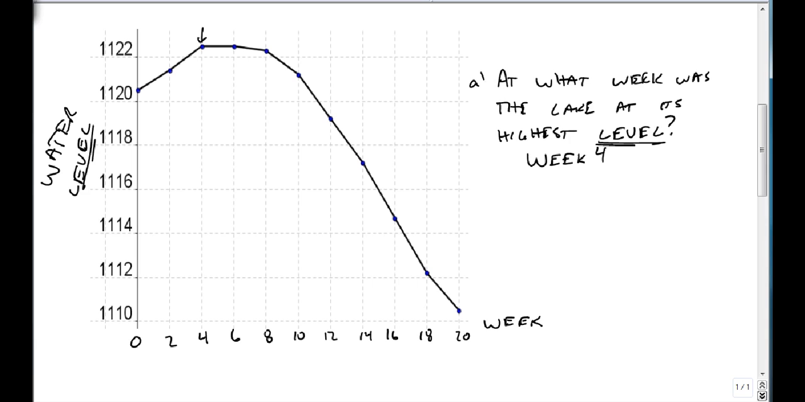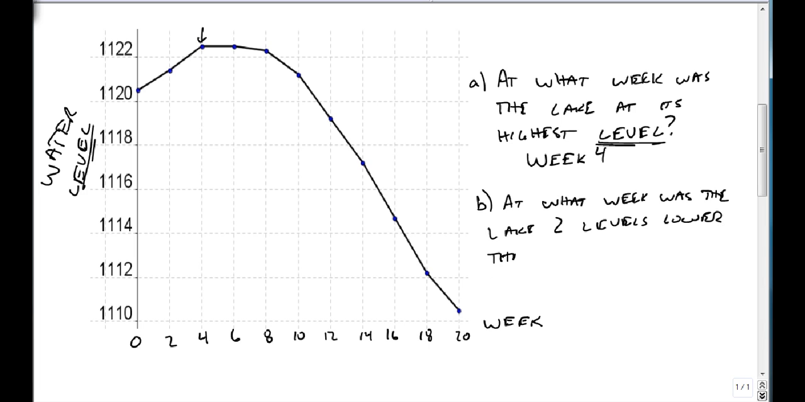So that's question A. Question B: at what week was the lake 2 levels lower than the highest? Okay, so this gets a little bit trickier, especially since we're only looking at data points and connecting data between them. So 2 points lower in here, that comes down to about here, let's say.